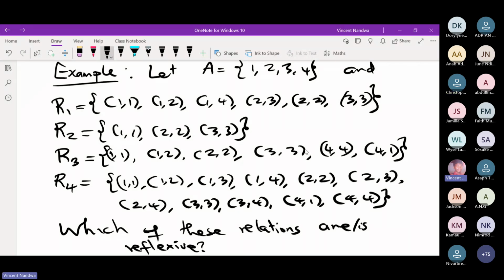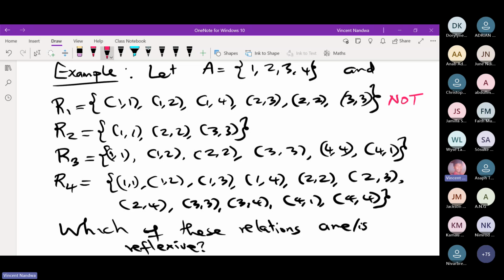So which one is reflexive? R3 and R4. So which relation is reflexive from the definition? Let's go one by one. Is R1 reflexive? No. Why? Because it lacks (4,4). This one is not reflexive because element 4 is not there.